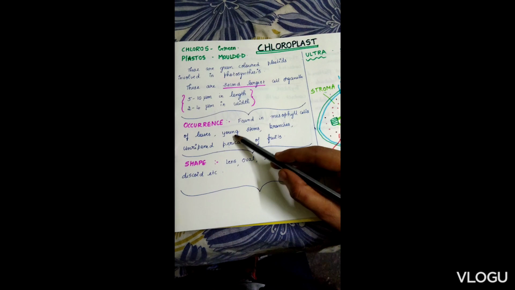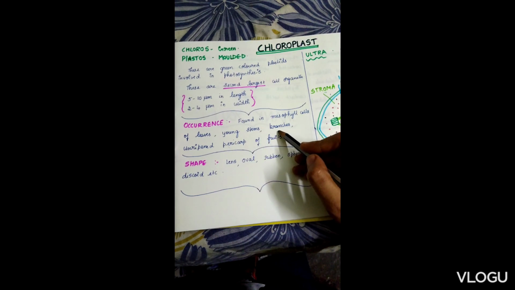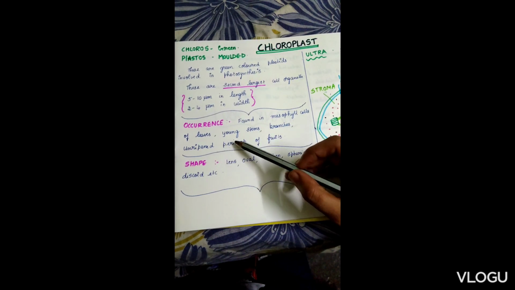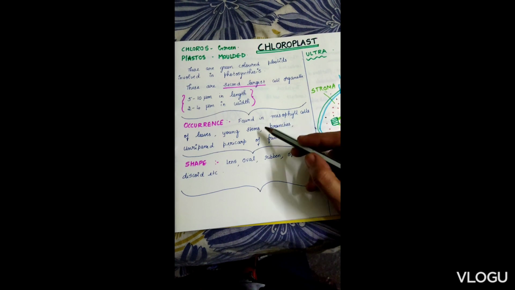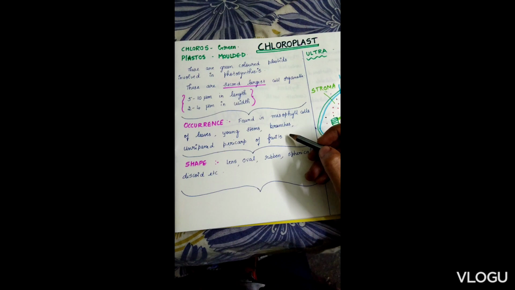They are also found in young stem or branches and unripened pericarp of the fruit. Pericarp means outer covering of the fruit. In the unripened pericarp of the fruit, chloroplast is present. In some exceptional cases, chloroplast is present in the roots also.